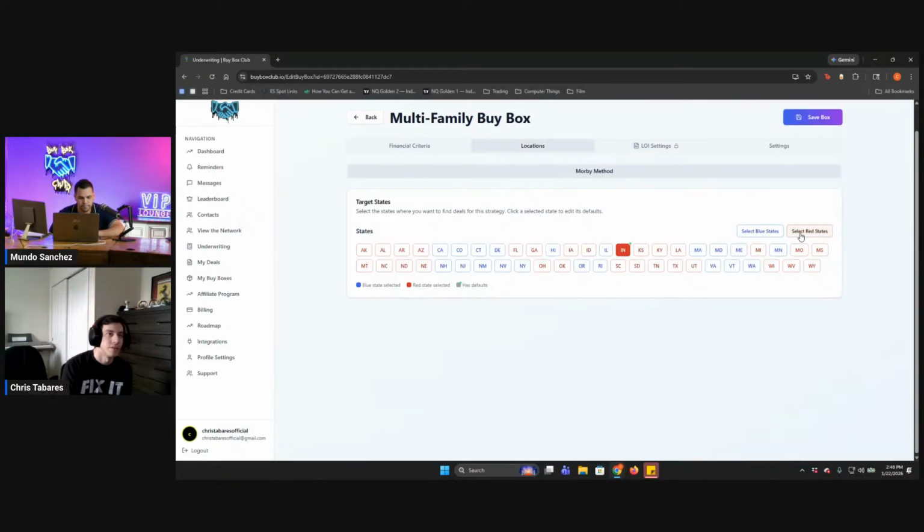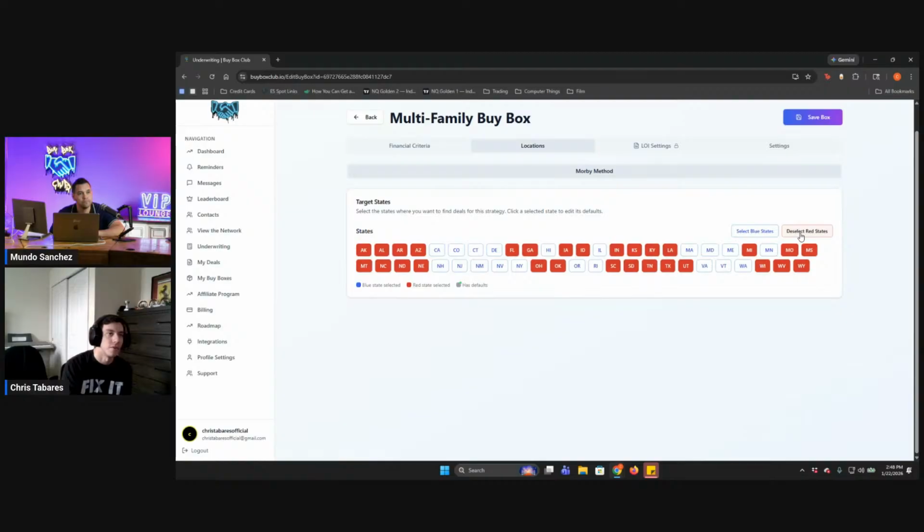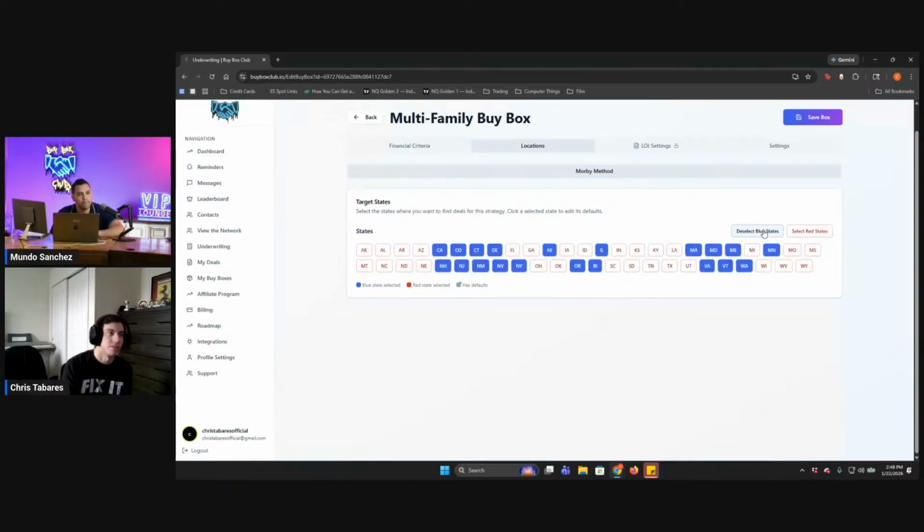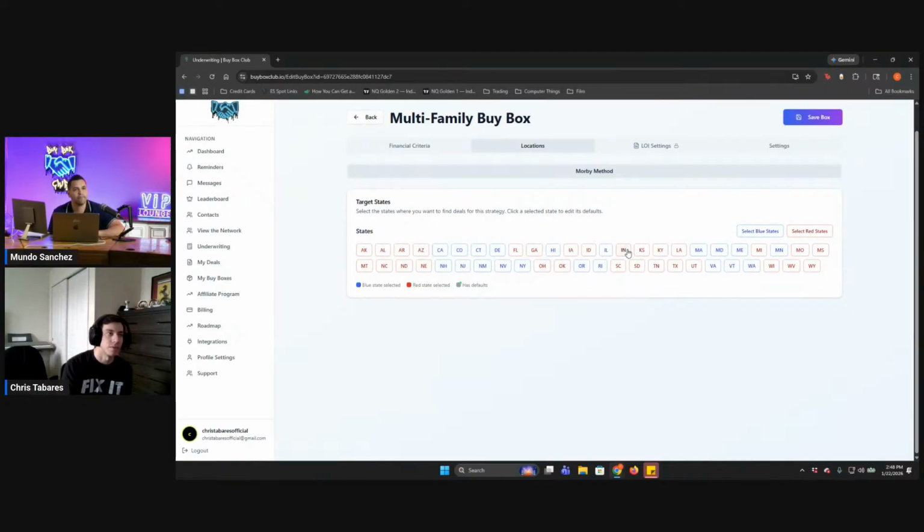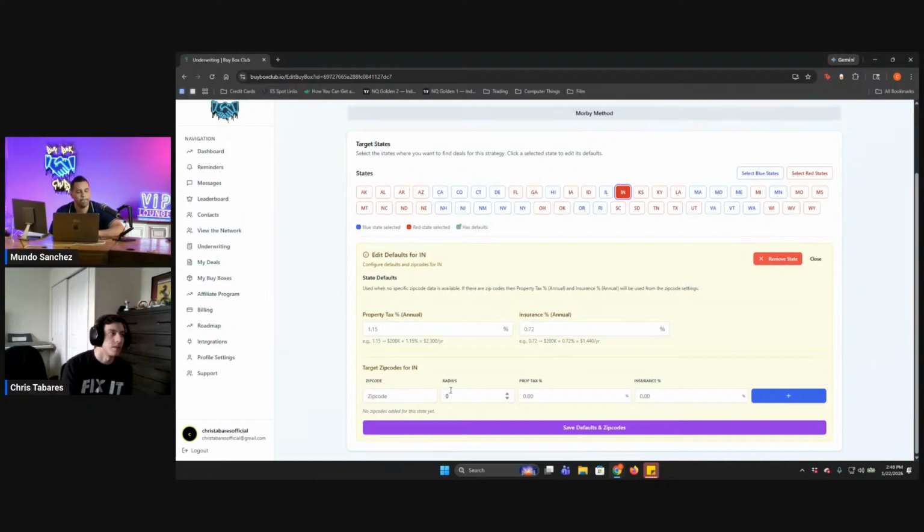Gotcha. Let me try this select red states thing. Oh, great. And I can just immediately deselect them too, which is nice. Yep. And this, did I lose it? That one I built for myself because I don't want to buy anything in blue states. Oh, okay, fair enough.